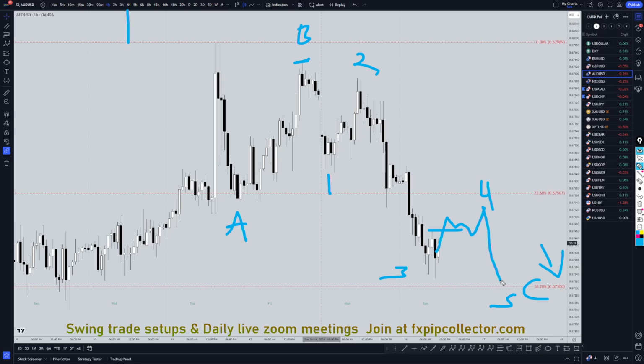But if it does bounce from here, if it does go up and break structure after making that 3, 4, 5 shape, that's what's going to prove to me that this is the end of a wave C, and that's definitely what's going to get me to go long again and to start looking for longs at the end of pullbacks again for the continuation of the uptrend.